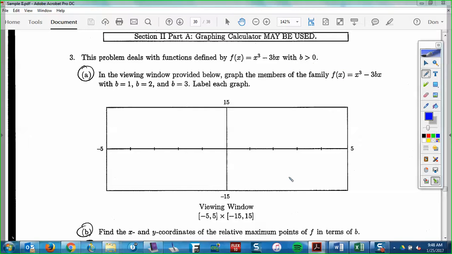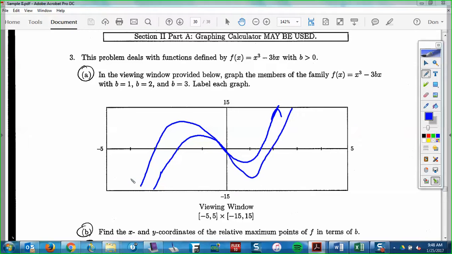Now this part wouldn't be. So if this was a no calculator, they probably wouldn't ask you this first part where they wanted you to do this graph. So if I put in a 1, a 2, a 3, and for b, I get 3 different cubics. And one of the things you probably noticed if you went ahead and did that is one of them looked kind of like this, then the other one kind of came up and did this, and then the next one kind of came up and did something.